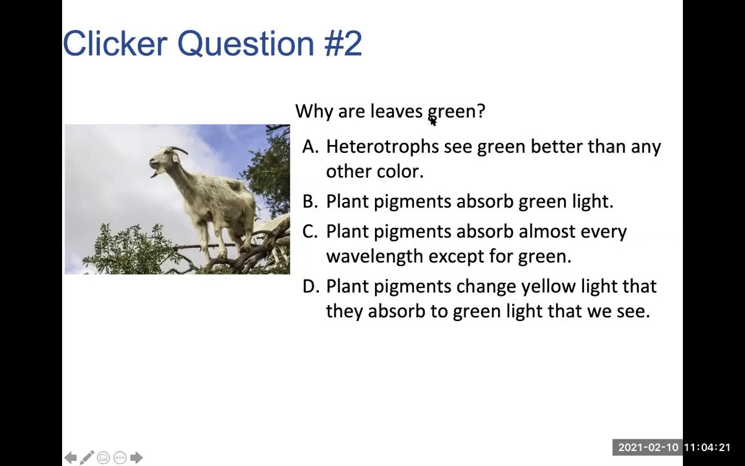So there's a question for you guys. Why are leaves green? Why do they look green? Hopefully everybody knows the answer to this. Yes, because they're absorbing almost every wavelength except for green. Green is being reflected.